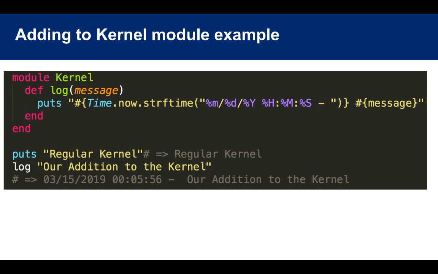So for example, you could define a log method on the Kernel module that basically takes in a message and prints out the time in front of your message. So now instead of saying just puts, which is the regular Kernel method, you could say log, and that will print out whatever the message is with the time in front of it. So now you've got yourself this new method that you could use for your own purposes, and it could make things easier for you.